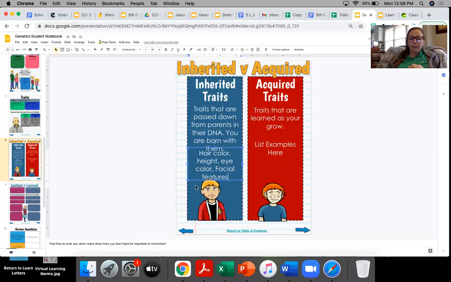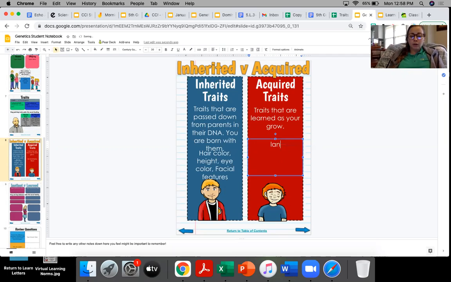Excellent job. If you still have some room, you can add some extras, but now we're going to talk about acquired traits. These are traits that we learn as we grow. Yes, your lips are also a feature that you may inherit from your parents. Excellent job. Very, very good.